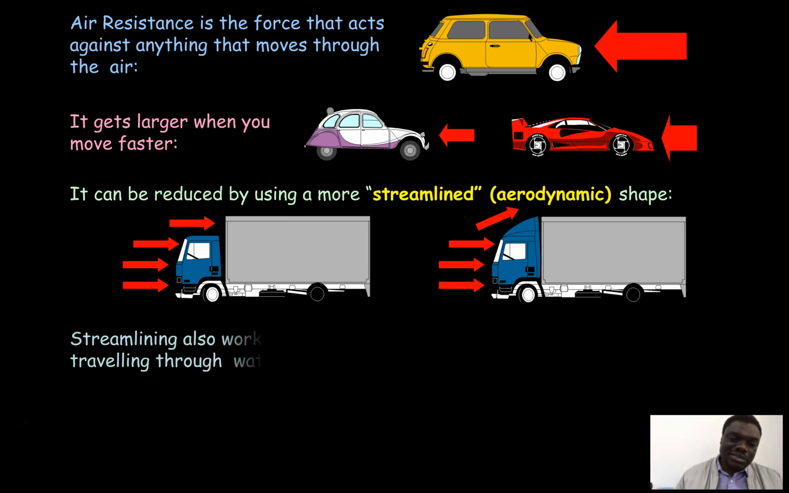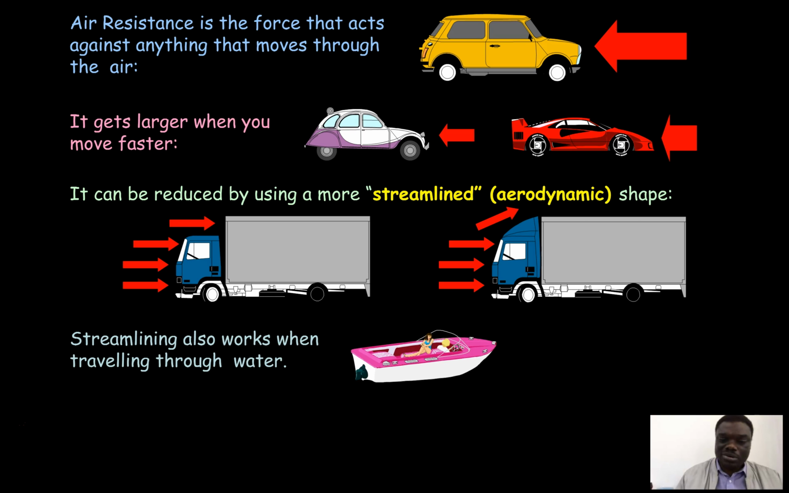Streamlining also works for objects such as a boat that is moving in water. You can see the front of the boat is streamlined so that the water can slide through the boat. A fish, for example, is naturally streamlined. By nature, it is streamlined because the water can slide over the fish.